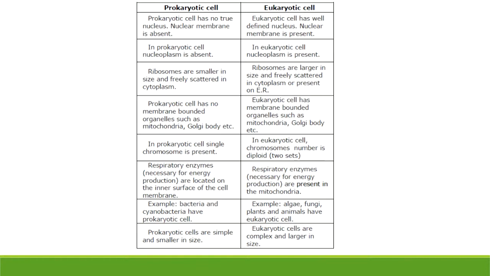And also prokaryotic cells have no membrane bound organelles such as mitochondria, Golgi bodies, but eukaryotic cells have the membrane bound organelles. In prokaryotic cells, the single chromosome is present only. Here, diploid chromosomes are present in 2 sets. And here, the example is the bacteria, and examples of the eukaryotic cells are the algae, fungi, plants, animals, humans. The prokaryotic cells are simple and smaller in size, but eukaryotic cells are complex and larger in size.